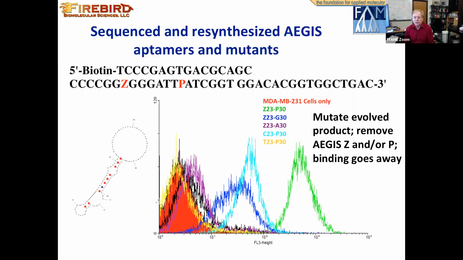If we mutate the Z to make a C at position 23, the green binding goes down to the aqua binding. That's a log scale, so it's about 30-fold less tight binding. And then, of course, if we mutate the P to a G, the binding goes down to the blue. And of course, if you mutate them both, the binding basically goes away. And so this is how we know that Z and P is important in the binding of that aptamer.